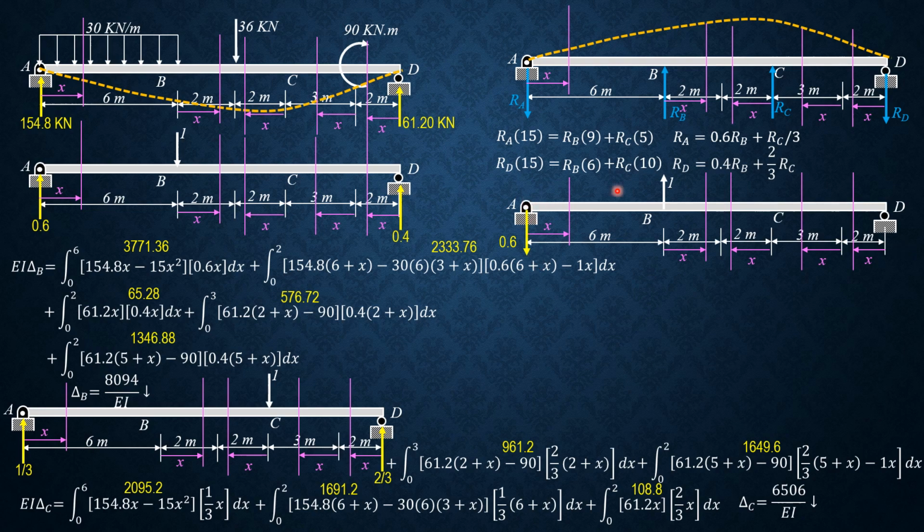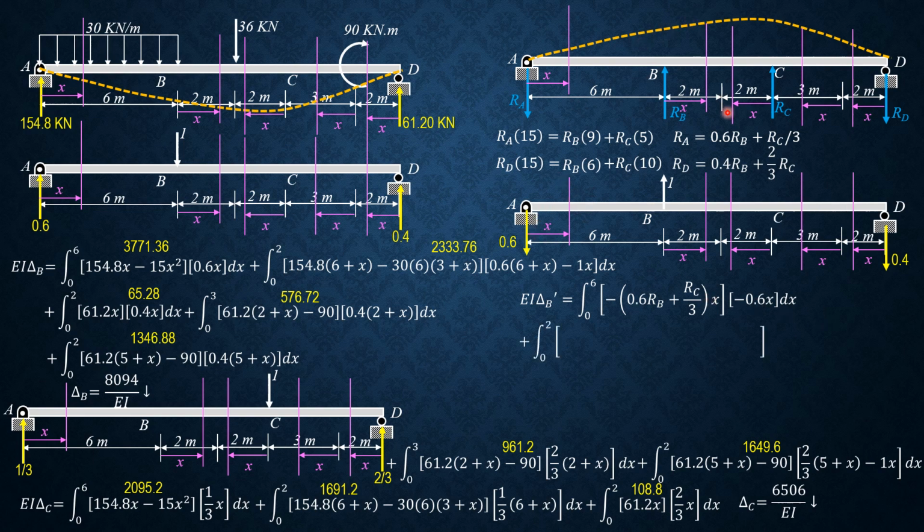Reaction at A times 15 equals 1 times 9. So that's 0.6 downward. This is 0.4 downward. So by statics, EI delta B prime equals integral 0 to 6 of negative of RA, which is negative 0.6 RB plus RC over 3 times x, then negative 0.6x dx.